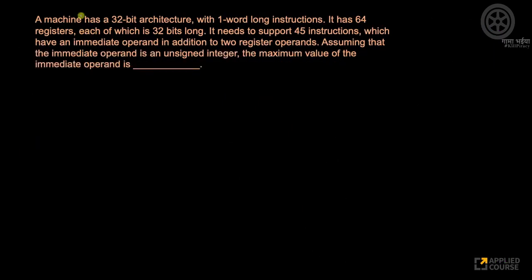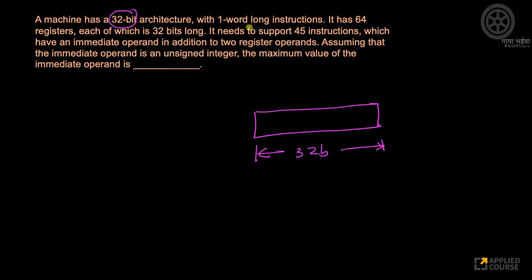So what does the next question say? A machine has 32-bit architecture with one word long instructions. Because it's a 32-bit architecture, I'm assuming that the instruction is also 32-bit, because one word is 32 bits. It has 64 registers, which means 6 bits for each register, each of which is 32 bits long. Of course, because the word size is 32-bit, each of them will be 32 bits long.